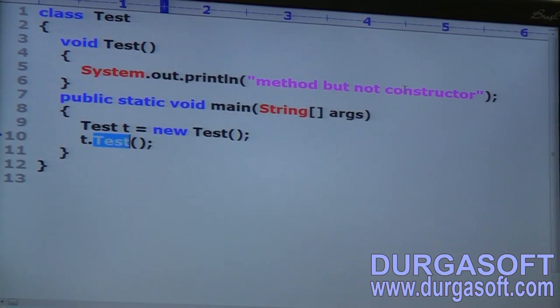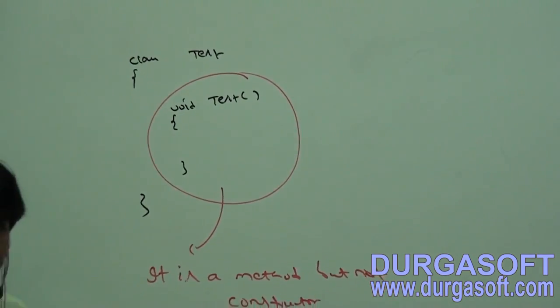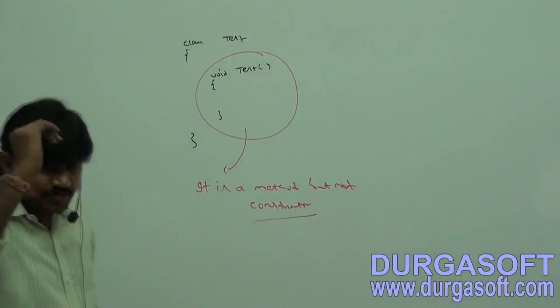So by mistake, if we are taking a return type for the constructor, we won't get any compile time error because it is a method but not a constructor. Are you getting that? Okay, at this point.